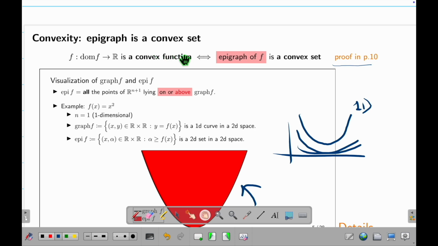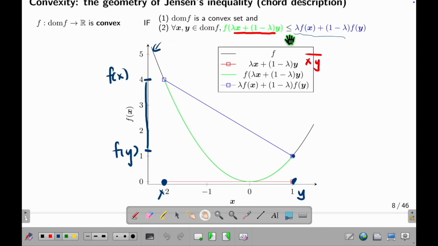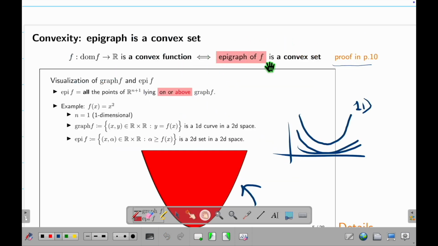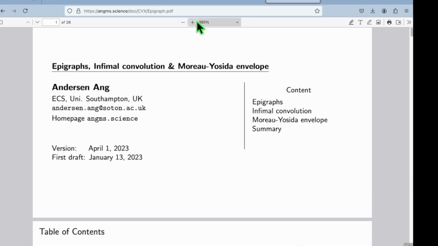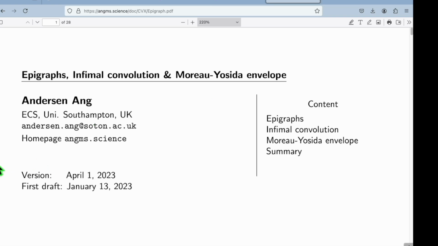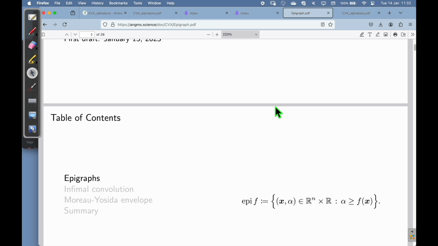f is a convex function. That means this is true, if and only if this thing is a convex set. Okay, let's look at the proof. The reason why we need to talk about the epigraph is because we need to talk about the Moreau envelope for non-differentiable functions, which is detailed later. But now let's talk about the epigraph.